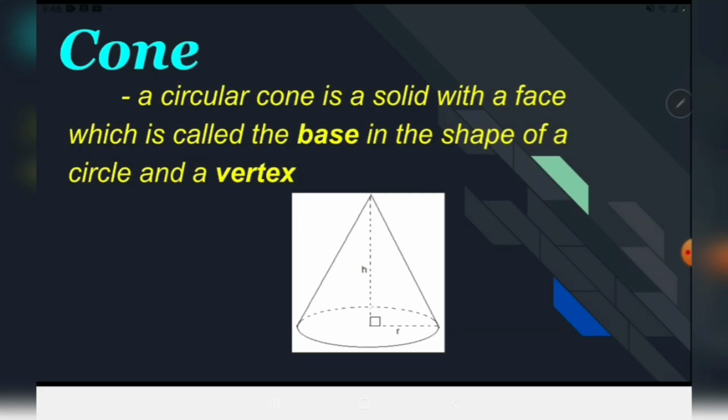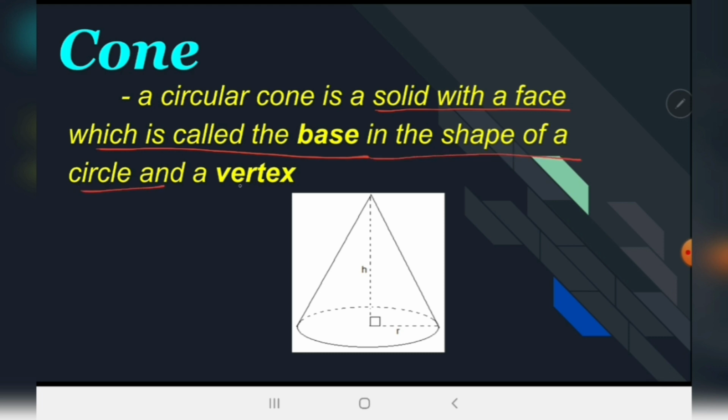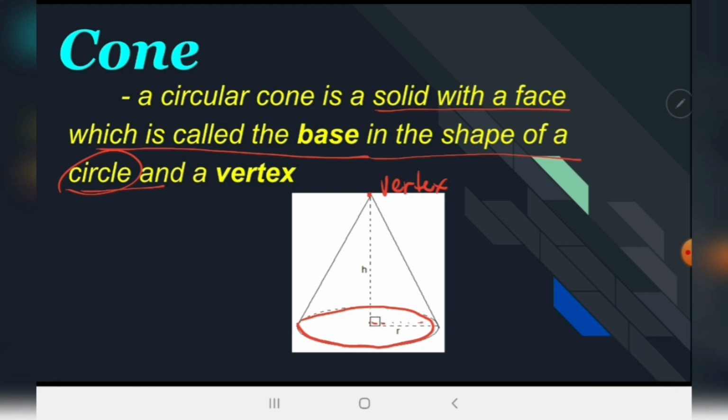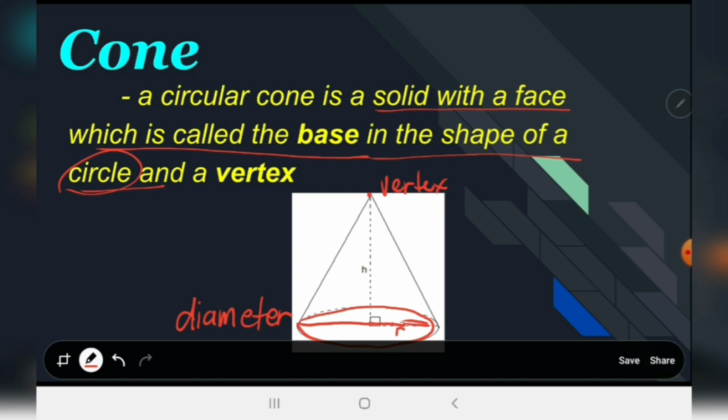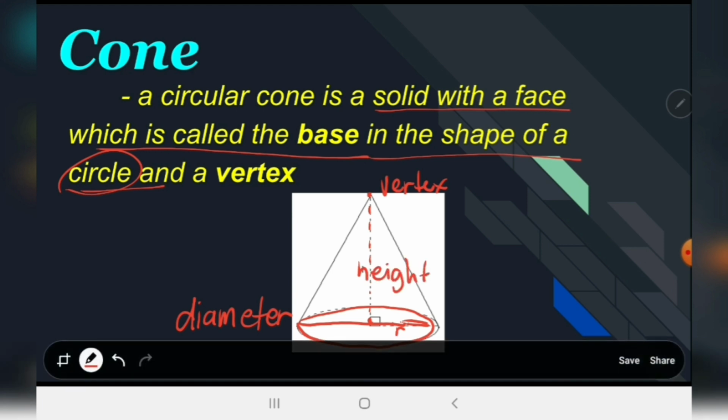is cone. A cone is a solid with a face, called the base, in the shape of a circle. So this is now our base because the shape is a circle, and the highest point is what you call the vertex. Since there is a circle here, half of the circle is called the radius, and the line segment that divides our circle is called the diameter. Remember, the altitude from the center of the circle to the vertex is called the height of the cone. And that's it.